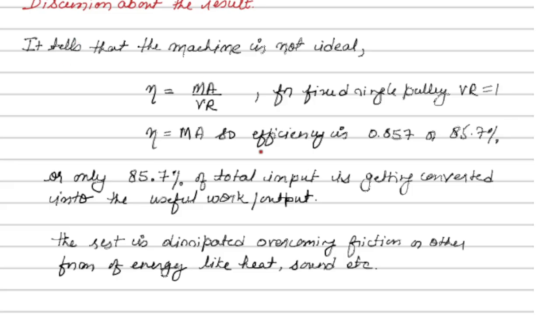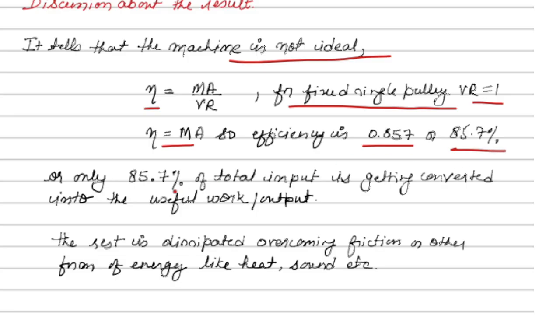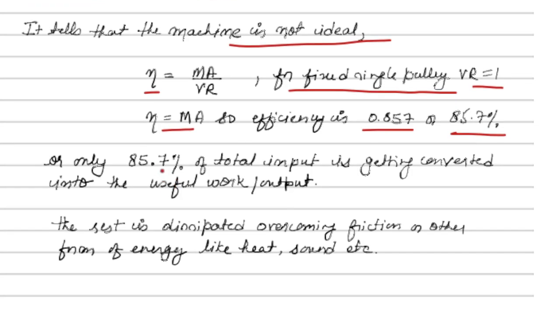If we see how we can approach it by text, it tells us that the machine is not ideal. Eta is the efficiency, which is mechanical advantage divided by VR. For a fixed single pulley, VR is equal to 1. Velocity ratio is 1. So eta will be equal to MA divided by VR. We don't write 1, we'll say eta will be just equal to mechanical advantage. So our efficiency is 0.857 or 85.7%. So we can say only 85.7% of the total input is getting converted into useful work or the output.